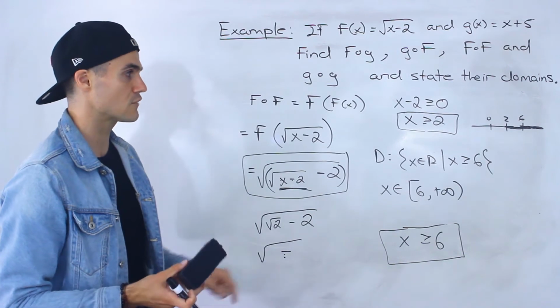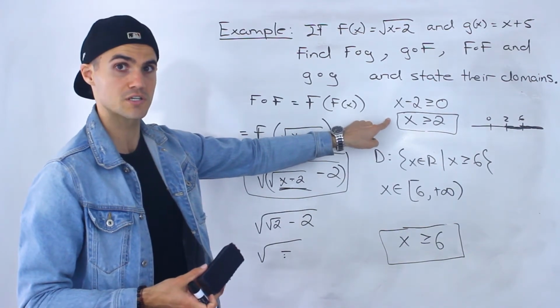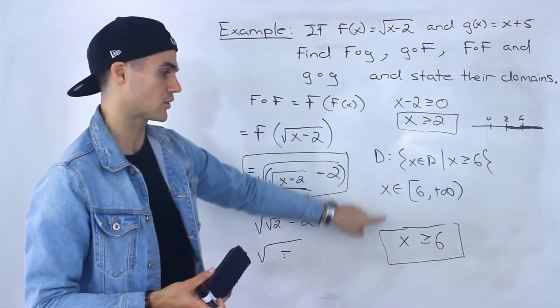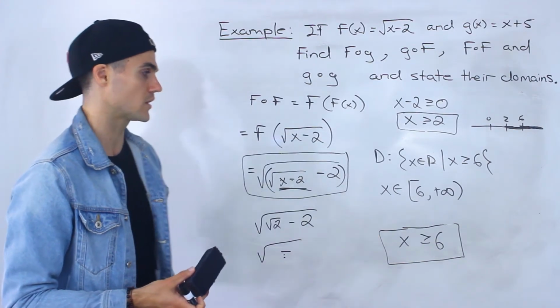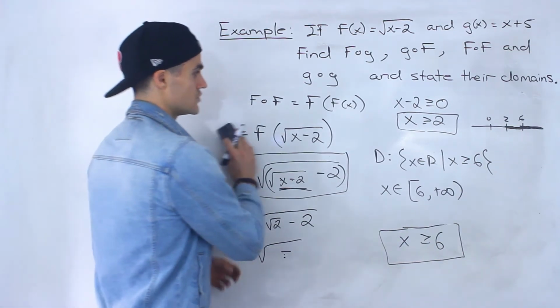All right, so just be careful, because sometimes you might get a multiple choice question. This might be one of the choices for the domain, but that would be incorrect. It would have to be this one. This one is more strict. And then finally, we got g of g.